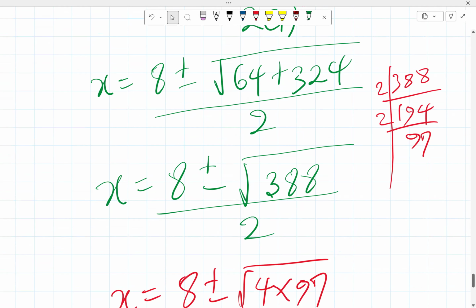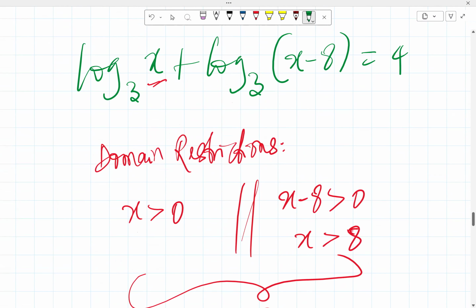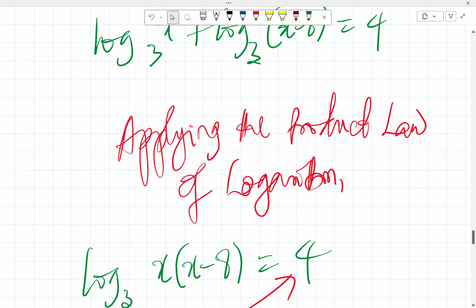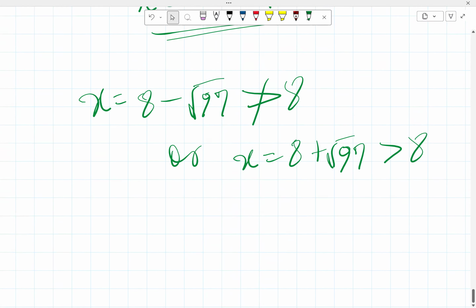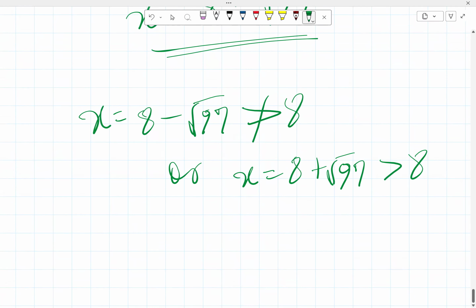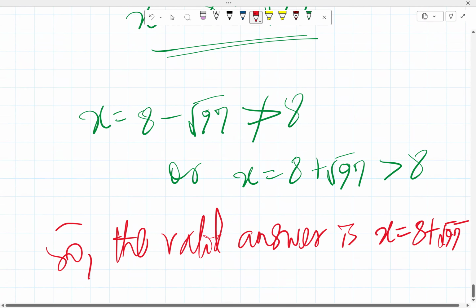I think that's the domain restriction, right? The domain restriction says x should be greater than 8. This one is clearly greater than 8 because we already have 8 here, and if you add something to it, it becomes more than 8. But the other one is less than 8. So we can conclude the valid answer is x is equal to 8 plus root 97. You can also punch your calculator to get it in decimal form, but I think this is sufficient.